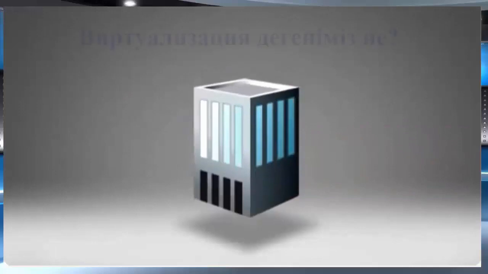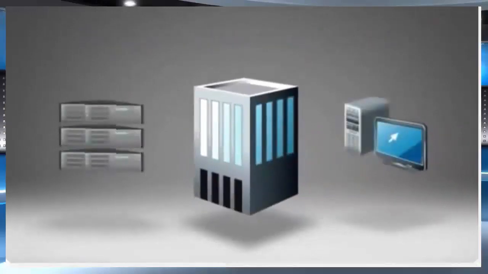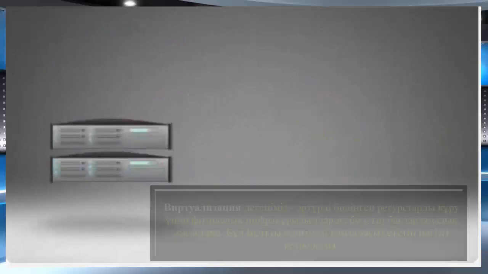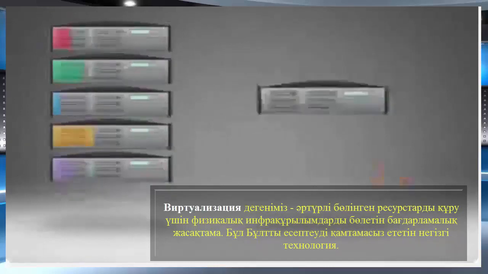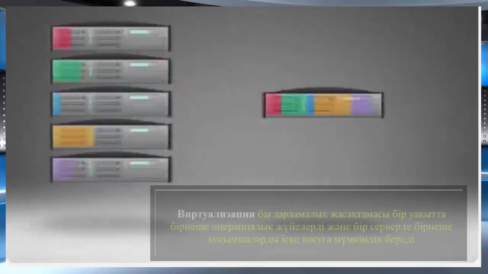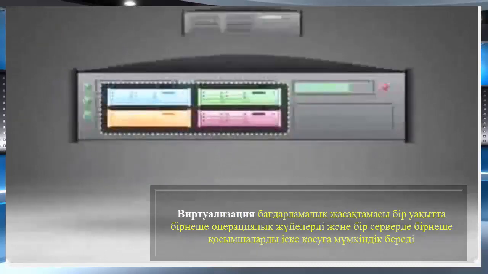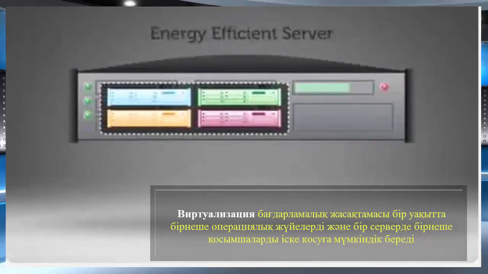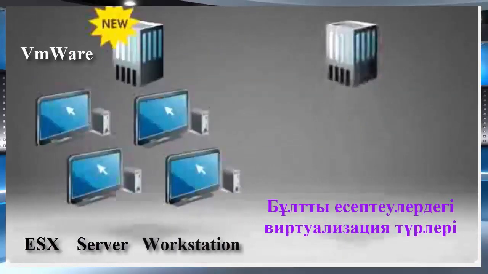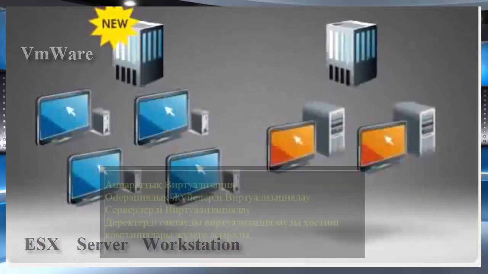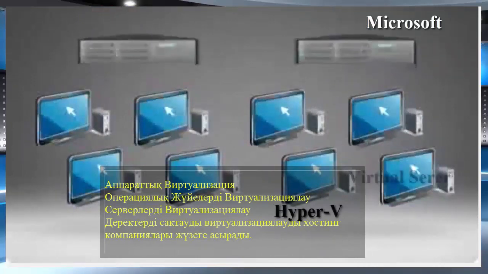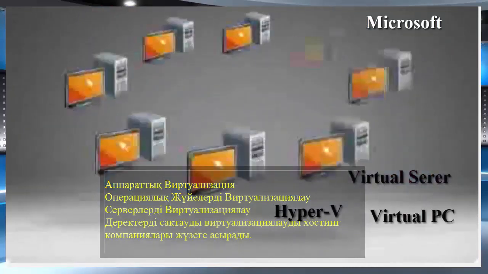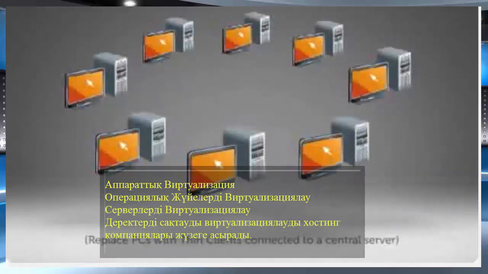What is virtualization? In a nutshell, virtualization is software that separates physical infrastructures to create various dedicated resources. It is a fundamental technology that powers cloud computing. Virtualization software makes it possible to run multiple operating systems and multiple applications on the same server at the same time. Types of virtualization in cloud computing: hardware virtualization, operating system virtualization, server virtualization, and storage virtualization by hosting companies.